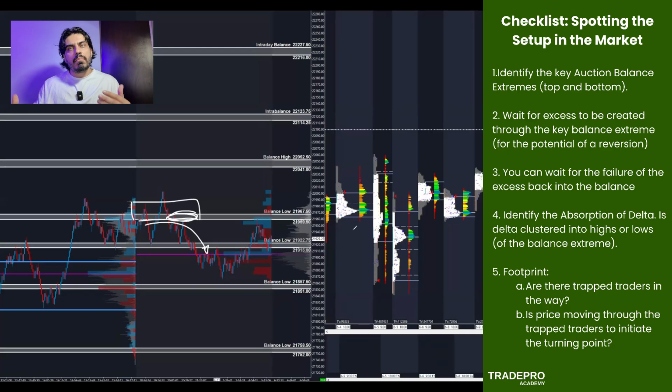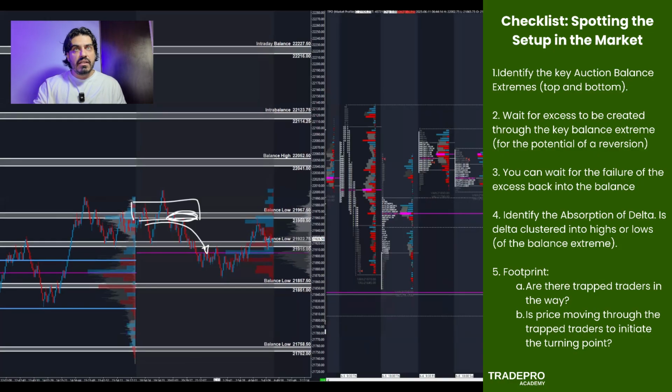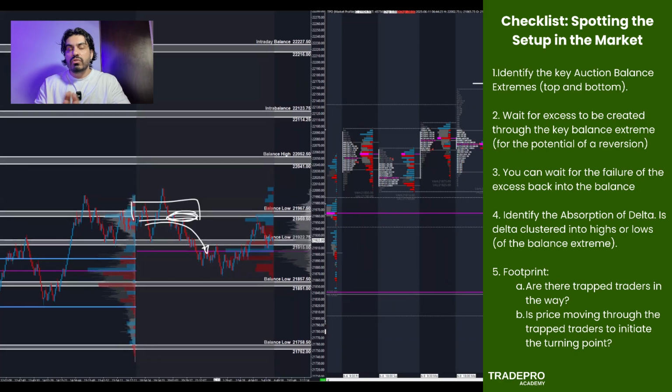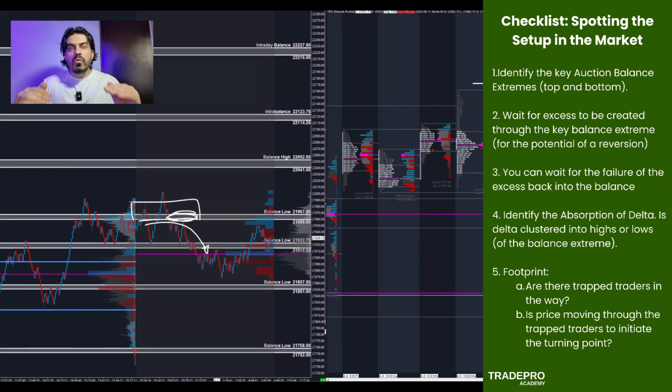You wait for the excess above or below that key balance extreme. You want to identify the delta on the profile. Is there actually going to be a lot of absorption? In this case, the last three sessions, there's a lot of absorption. So even here on the overnight in the EU session, you can identify this trade. So is there absorption in the excess? Is there an excess? Do we make a move through the key auction extreme? And then we move into the footprint, and we want to identify how the reversal of the current trend sets up by a breakdown of the immediate support or resistance based on the imbalances.